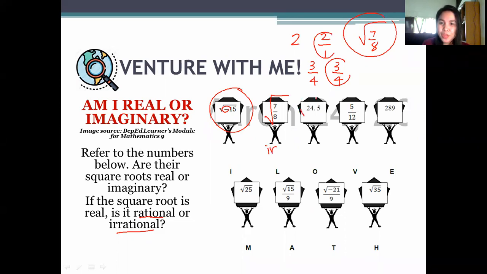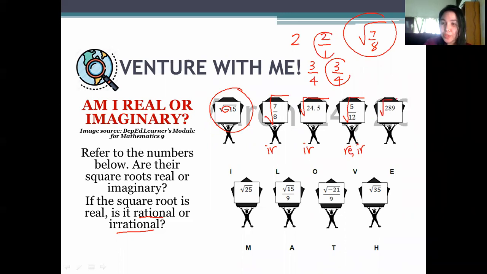Next, square root of 24.5. Real or imaginary? Very good. It's real. How about rational or irrational? Very good. It is irrational. Next, square root of 5 over 12. Real or imaginary? In the chat box. Very good, it's real. Rational or irrational? Very good, it's irrational.